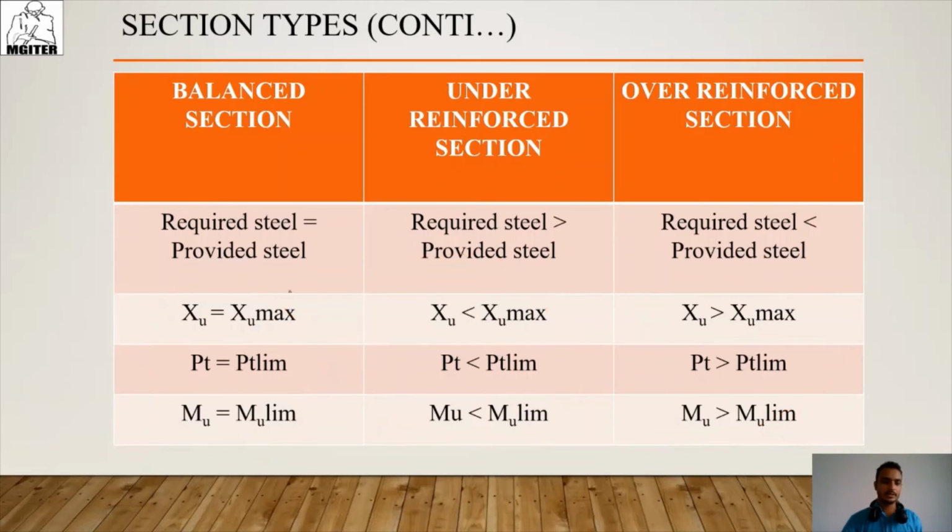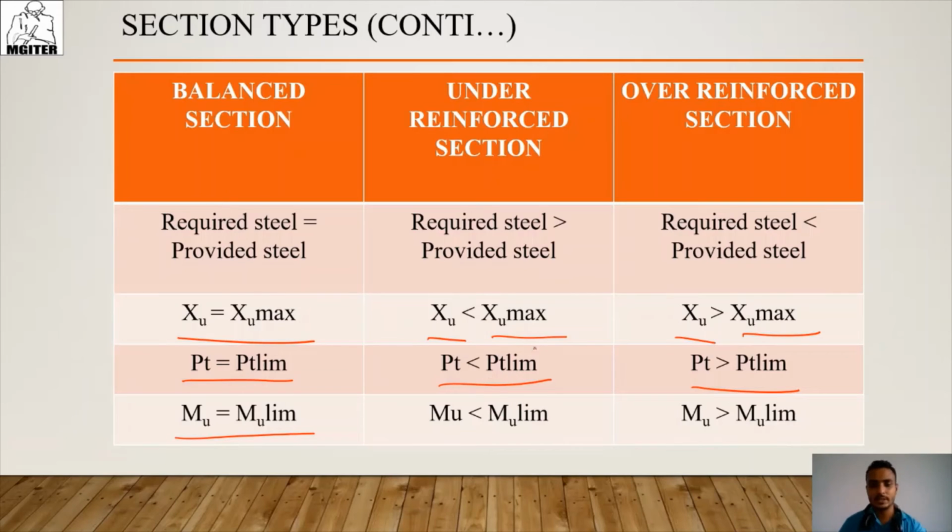Let's check all the conditions. For the balanced section, xu is equal to xu max. xu less than xu max is an under reinforced section. xu greater than xu max is an over reinforced section. For the pt limit, pt is equal to pt limit for balanced, pt less than pt limit for under reinforced, and pt greater than pt limit for over reinforced. The same condition applies for Mu. Mu means moment, pt means percentage of steel. Mu equals Mu limit for the balanced section, Mu less than Mu limit for under reinforced, and Mu greater than Mu limit for over reinforced.